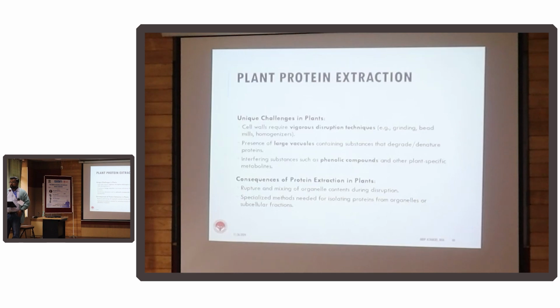Third is lots of phenolic compounds. Most plants will generate lots of plant-specific metabolites, and all of these will interfere in the process. So what we do in protein extraction for plants is we rupture the cells, and when we start mixing, we need specialized methods for isolating proteins from organelles or subcellular fractions. So we have to be very careful.